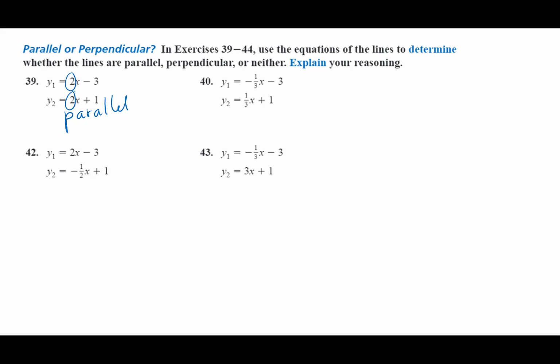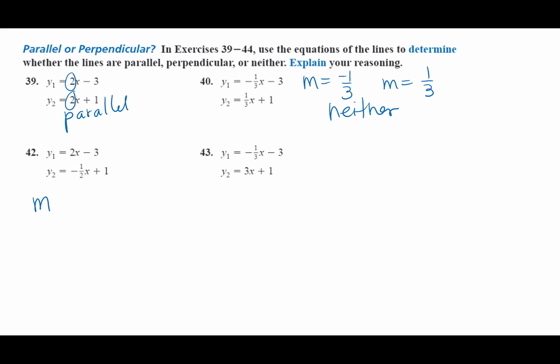Okay, take a look at number 40. We have a slope of negative 1/3 and a slope of positive 1/3. They are opposites. One is negative and one is positive, but it's not the reciprocal of the other slope. And these are not the same fraction because one is negative, one is positive. So these two lines are neither parallel nor perpendicular.